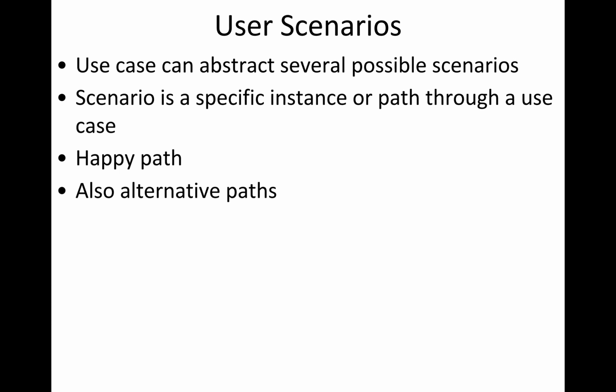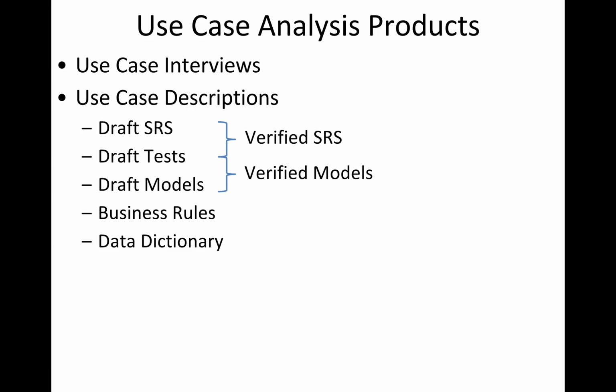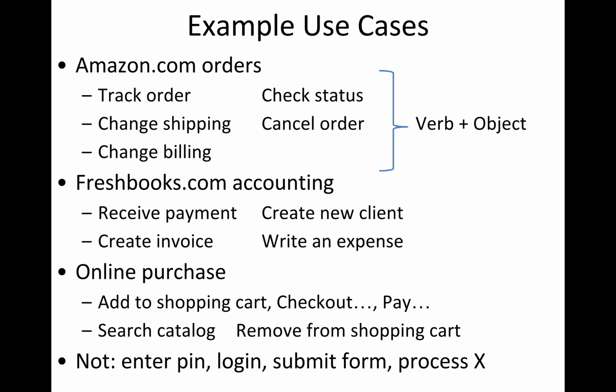User scenarios are also very high-level descriptions that might encompass not only a happy path but also alternative paths. You'll have all sorts of software requirement documents that might capture this and document it at different granular levels. We're going to be spending most of our time down here in the draft models, generating the models based on what the requirements were generated at a higher level.